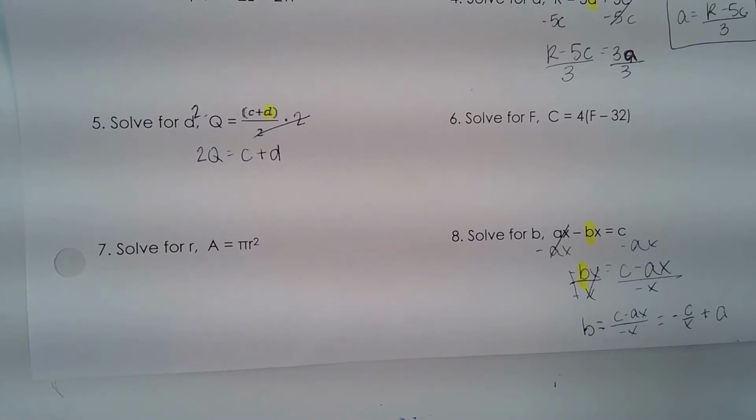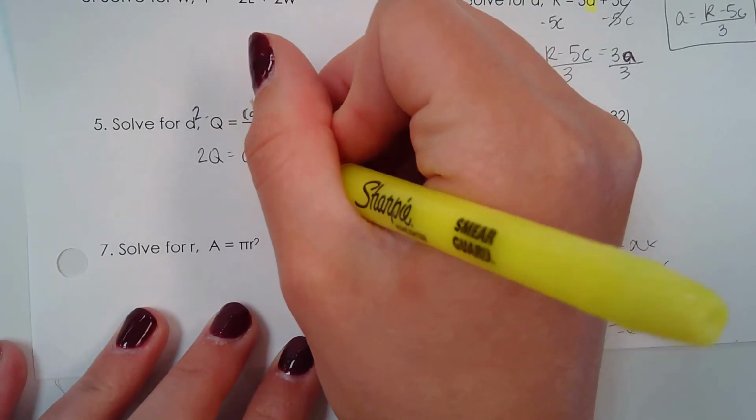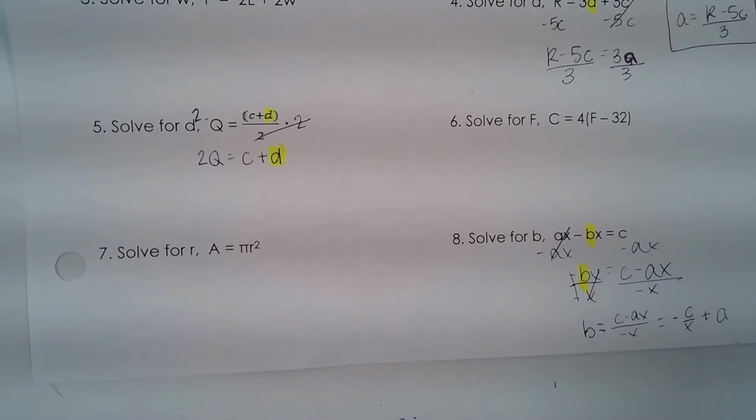So again, we are solving for d. So we want d all by itself. What do we still need to get rid of? C. So how are you going to move that c? Trent, this is time for redemption. How are we going to move that c?